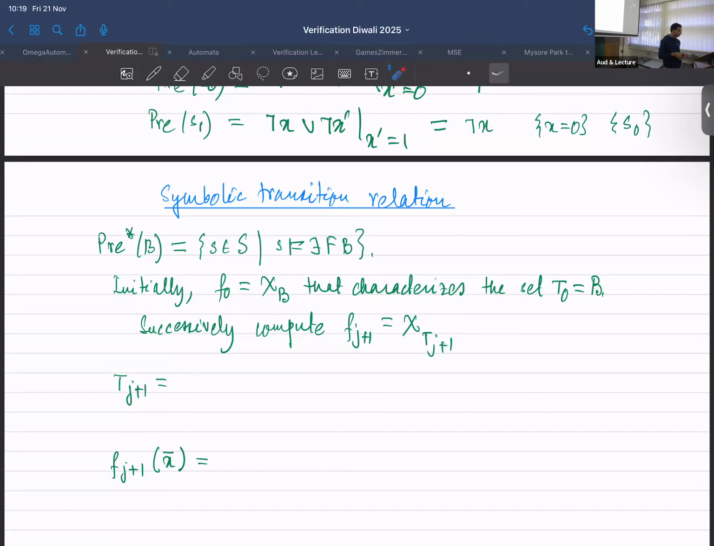Okay. So in this case, was it a least fixed point or a greatest fixed point? Is it a least fixed point or a greatest fixed point in this case? Least fixed point. Because you are starting from something and you are growing the function. Okay, so it's a least fixed point. If you start from a big thing and you remove things, then it is a greatest fixed point.